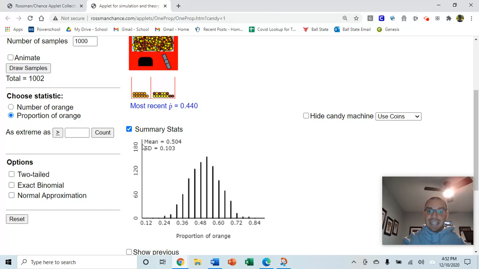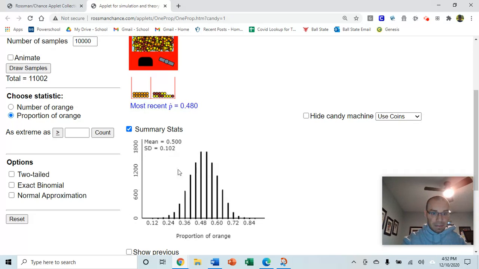If I take a summary of that, meaning I take an average of all of my individual p hats, which is what this graph is, notice that the average is almost exactly equal to the population proportion. And if I took even more samples, so now I took another 10,000 samples, notice what my actual mean is. This mean is the average of all of my individual p hats, and it is 0.50. The standard deviation is 0.10. So these two values are very, very important.